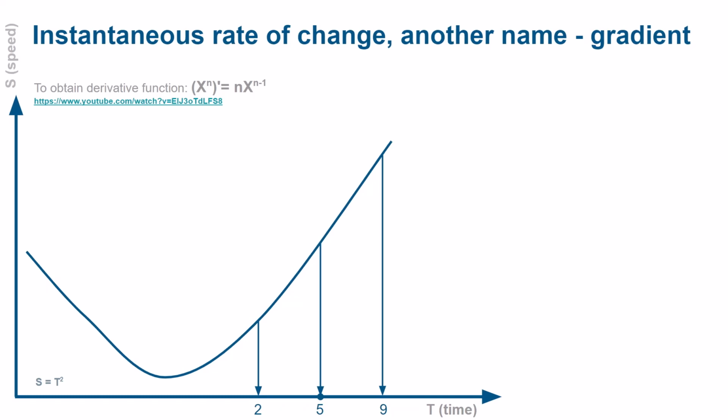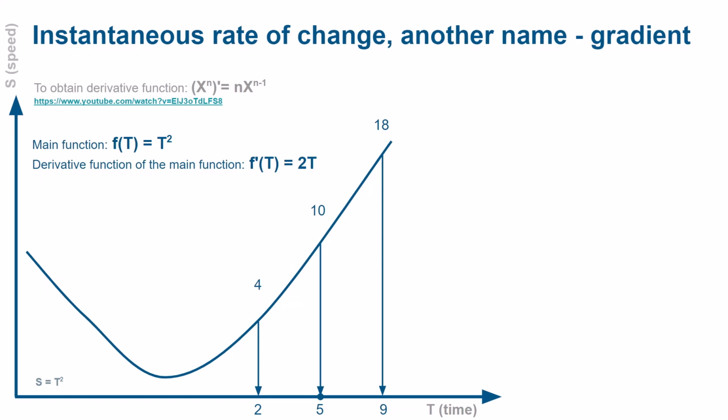So, if our main function is t squared, our derivative function equals 2 times t. If you remember, at point 5, our gradient was equal to 10. And, indeed, if we multiply 2 by 5, according to the derivative formula, we will get 10. At point 2, gradient equals 4, and at point 9, gradient equals 18.